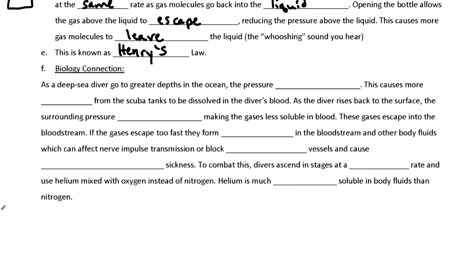So we'll just end with one more biology connection. We'll talk about scuba diving. A deep sea diver, one that goes to great depths in the ocean, experiences really large changes in pressure. The deeper you go in the ocean, the more the pressure increases, and that's because there's more water above you pushing down on you. This causes more gas from the scuba tanks to be dissolved in the diver's blood.